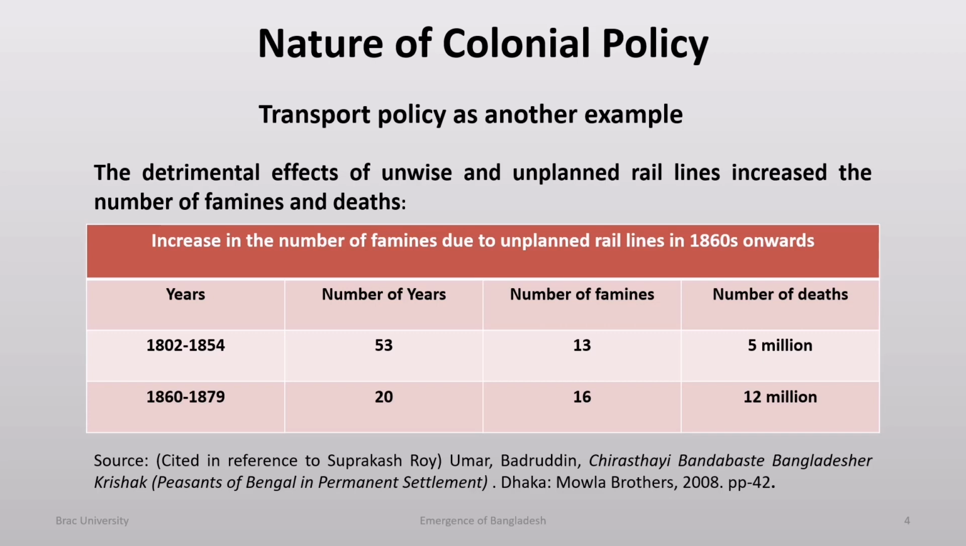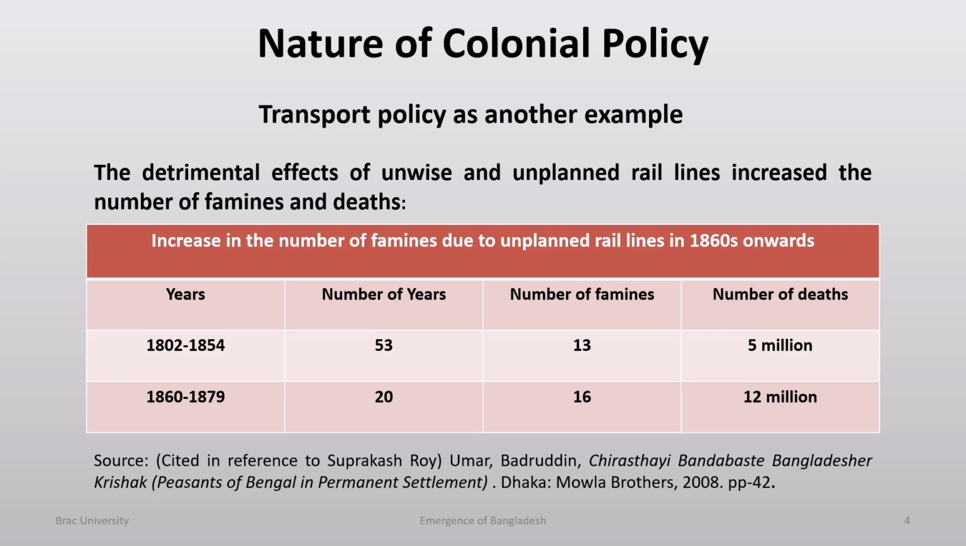But this plan was not much organized, responding to the needs of Indians. Consequently, it affected waterways and irrigation system. The chart on this slide shows us the detrimental effects of disorganized and unplanned rail lines in India.